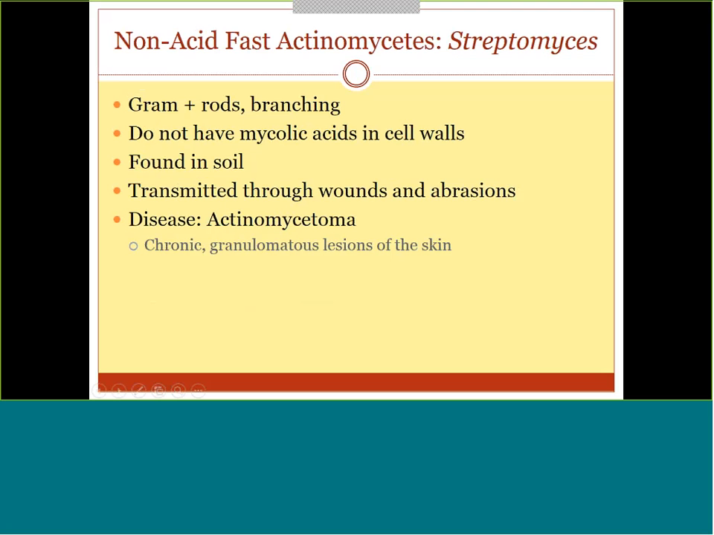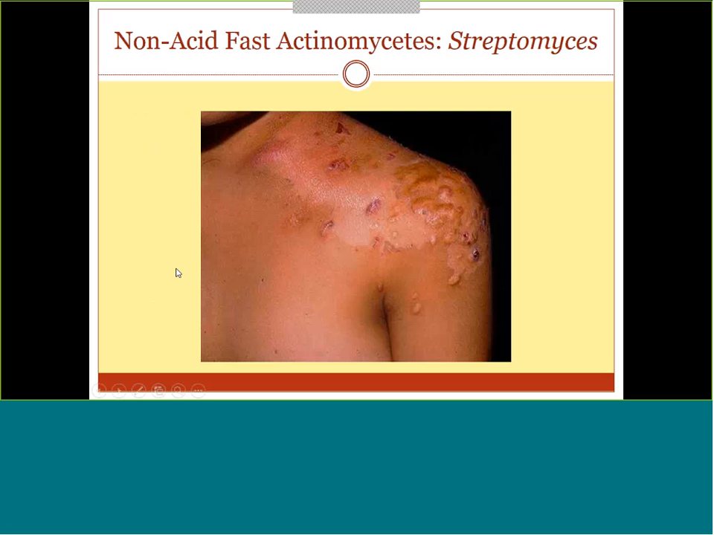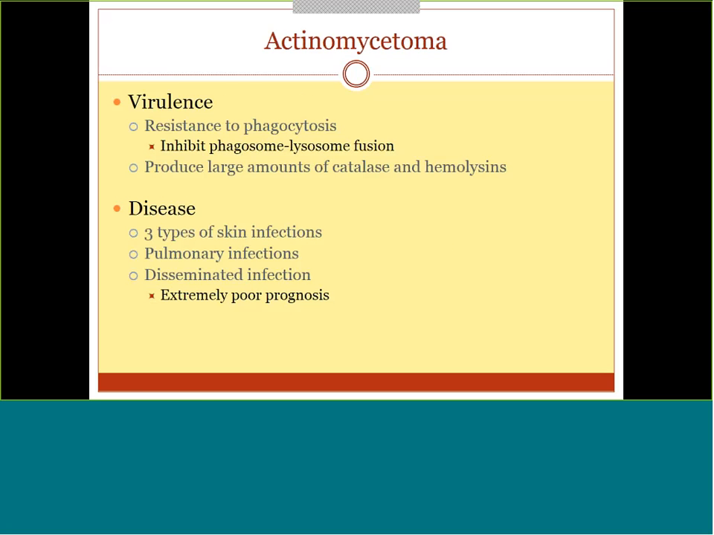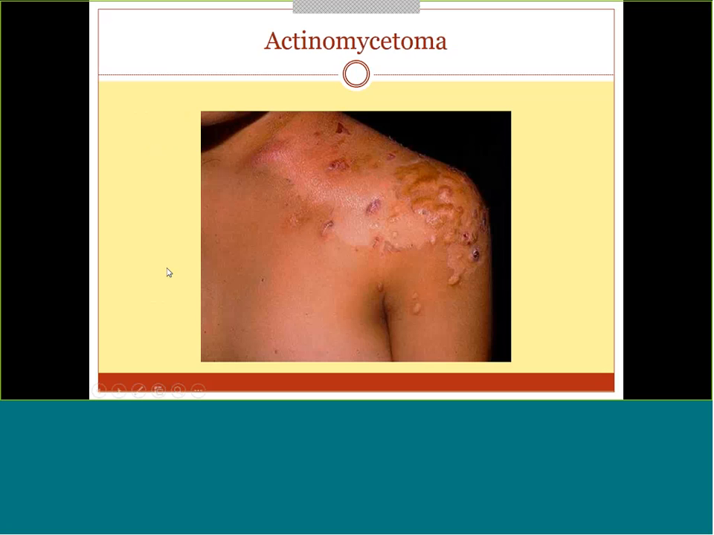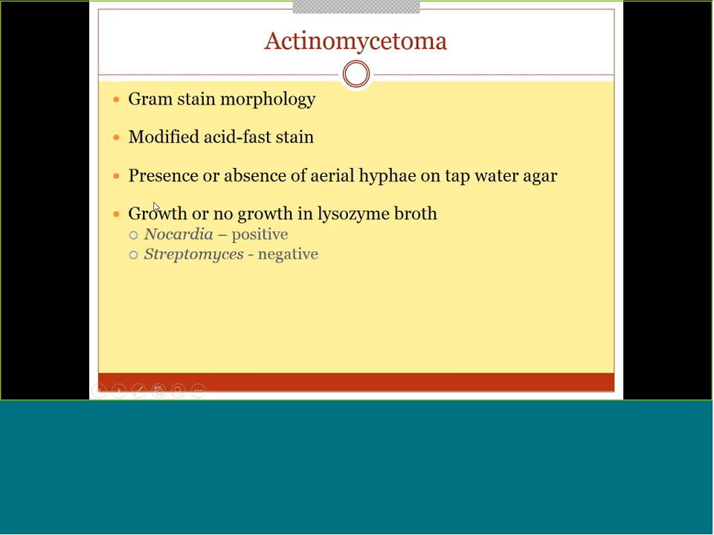For Streptomyces, that was the one that was non-acid-fast. Again, it is also found in the soil, same kind of transmission, and the disease they call Actinomycetoma, so it's big lesions on the skin. And there's an example of what those skin lesions would look like. So again, Nocardia also causes skin infections and pulmonary, and Streptomyces is known to cause those skin lesions called Actinomycetoma. To identify, one, you're seeing these filament forms or hyphae extending into the air, branching on the agar. That is an indicator.